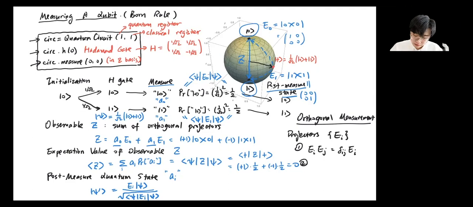And second, E_i is Hermitian, so the adjoint is itself. And third, it's also complete. So the summation over i of E sub i is the identity. So now we can use this formalism to study orthogonal measurements along a different axis.